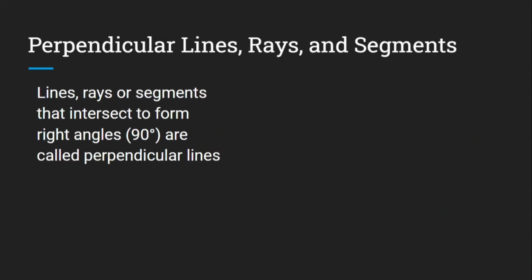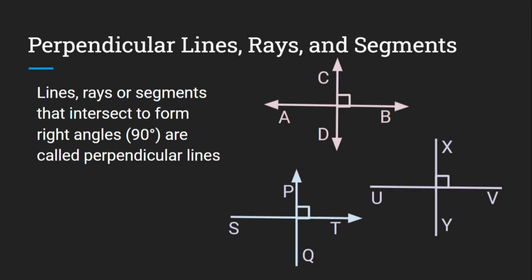Lines, rays, or segments that intersect to form right angles are called perpendicular lines. We have line AB and line CD that intersect to form a right angle. We have line segments UV and XY that intersect to form right angles, and we have rays ST and QP that intersect to form right angles. A perpendicular symbol is an upside down T.